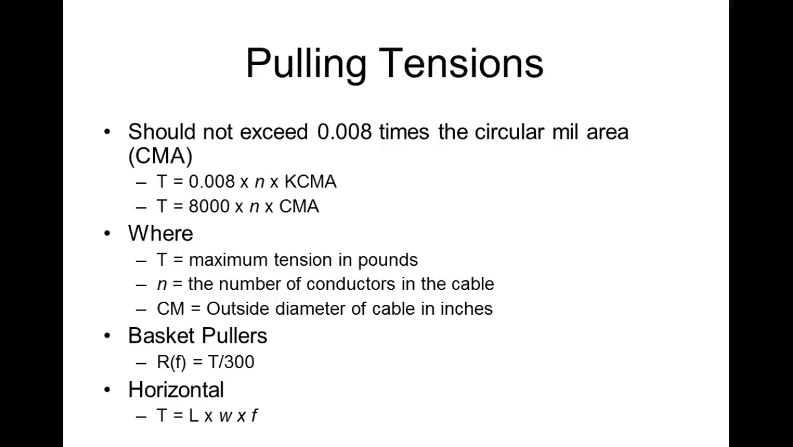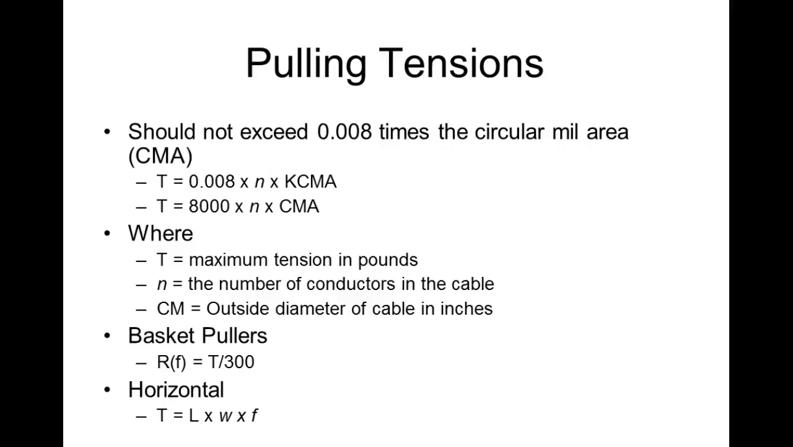And you'll see a lot of places they'll actually put a gauge in there. I've seen people use fish gauges and put the fish gauge between the puller and the cable. While they're pulling, they monitor it to make sure they don't exceed the full tension of the cable. This is a rule of thumb formula where we can calculate the amount of tension in pounds. We multiply 0.008 times the number of conductors in the cable, times the kcmil of the conductor, and that should give us the tension.